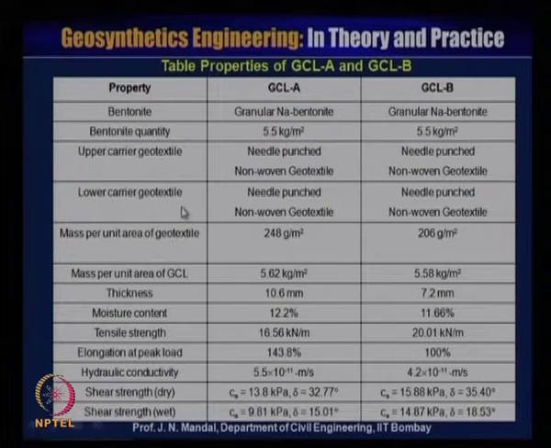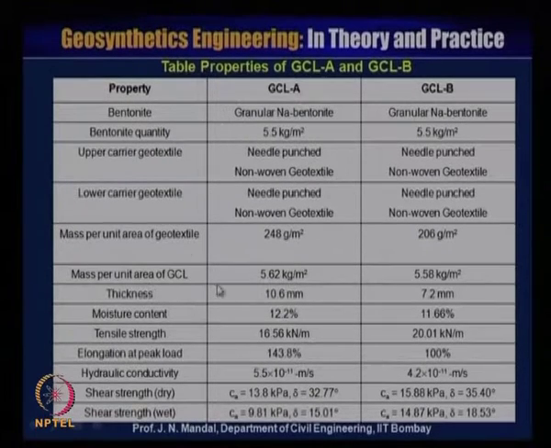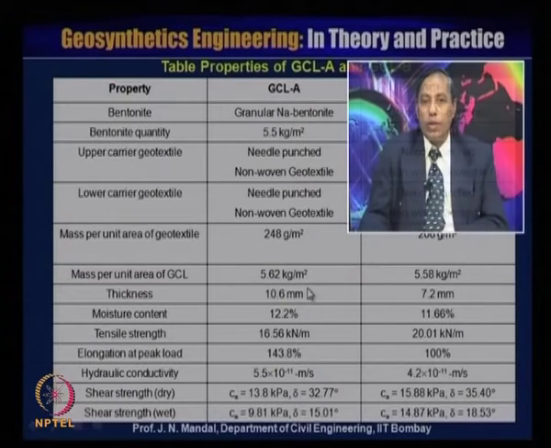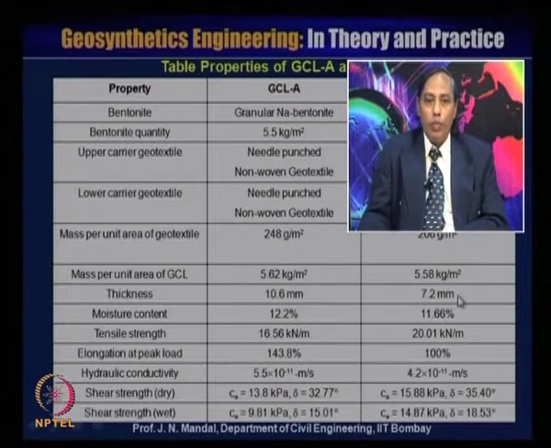This is the lower carrier geotextile, needle punch non-woven geotextile material, but the mass per unit area for GCL A is 248 gram per meter square and for GCL B is 206 gram per meter square. Mass per unit area of the geosynthetic clay liner is 5.62 kg per meter square for GCL A and 5.58 kg per meter square for GCL B. Thickness is 10.6 millimeter for GCL A and 7.2 millimeter for GCL B.